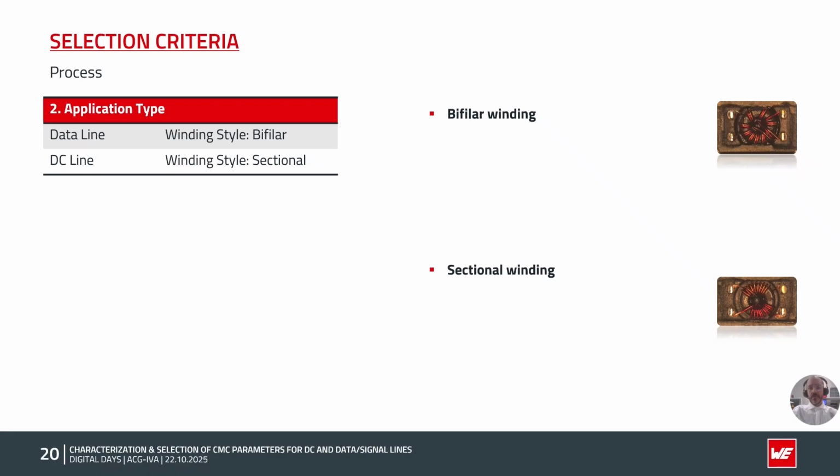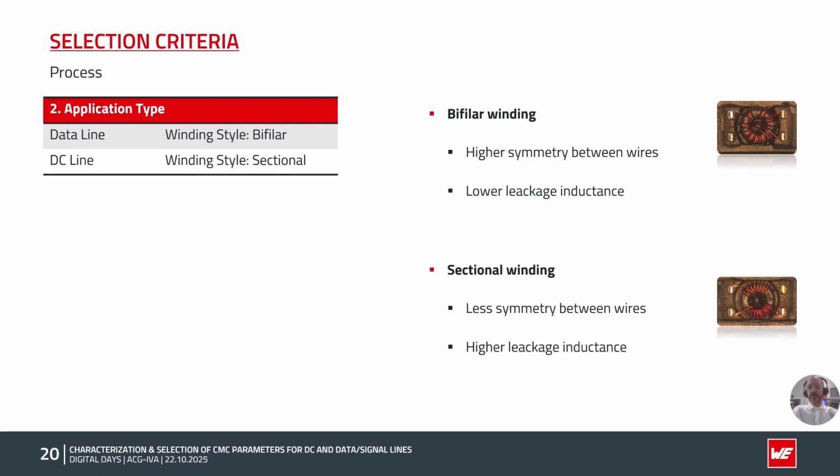Next, it is essential to clearly define the application, whether the common mode choke is for data, DC, or both. The winding style plays a key role in selecting the right common mode choke for the application, as we have explained before.